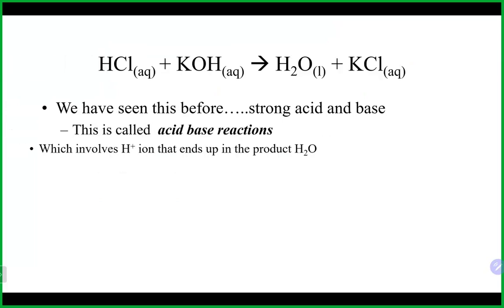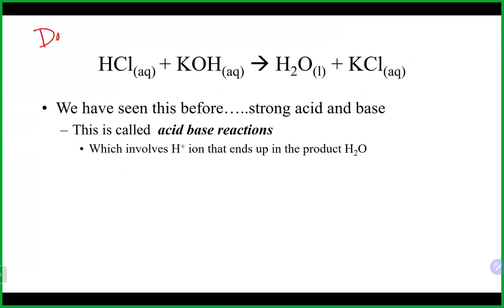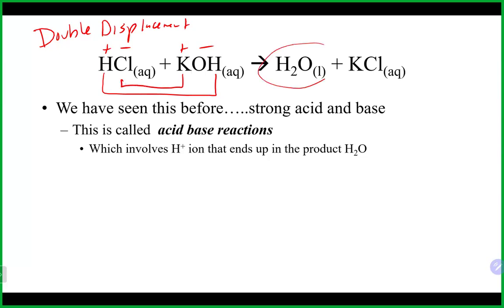This is the other type of double displacement reaction I think we might have talked about last time, and this again falls under that double displacement umbrella. This is an acid-base reaction, plus minus, plus minus. Once again, we're switching partners. So 2 H's and an O make water, and K plus and Cl minus makes our potassium chloride.